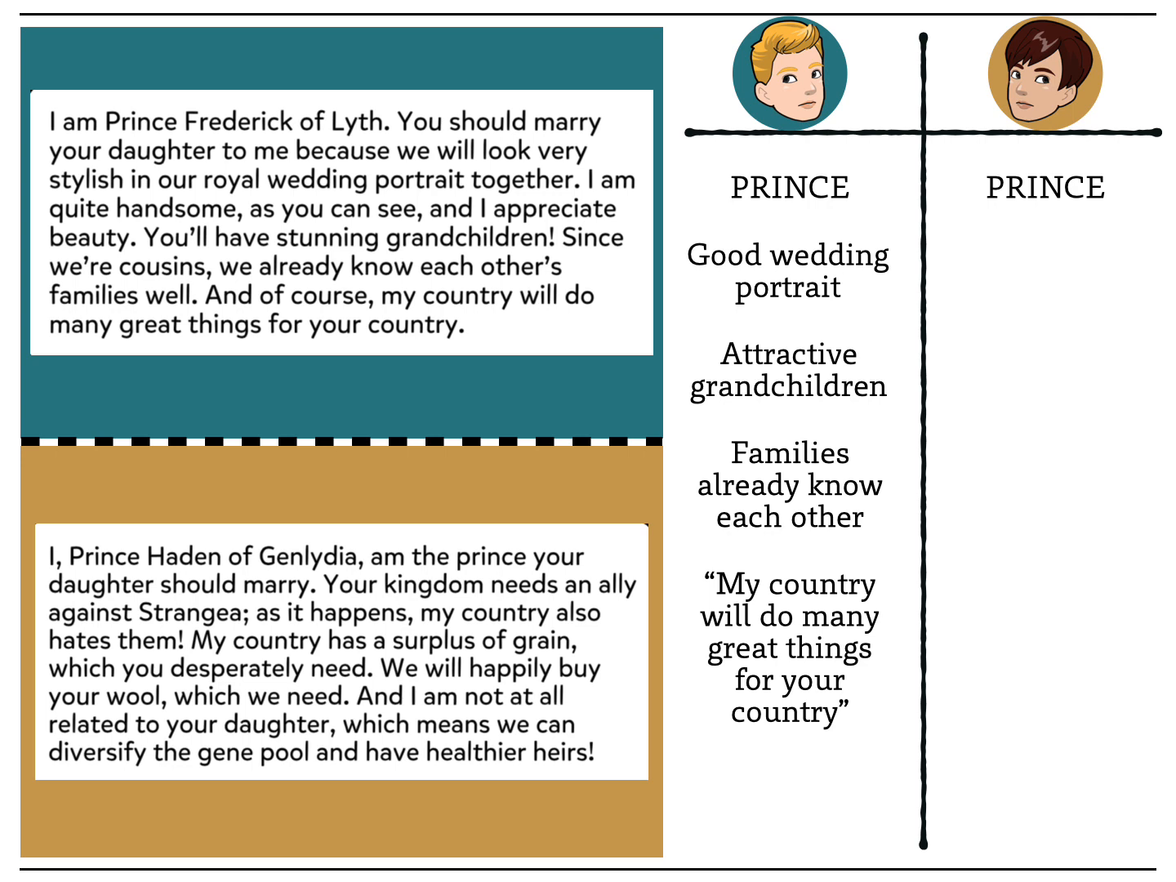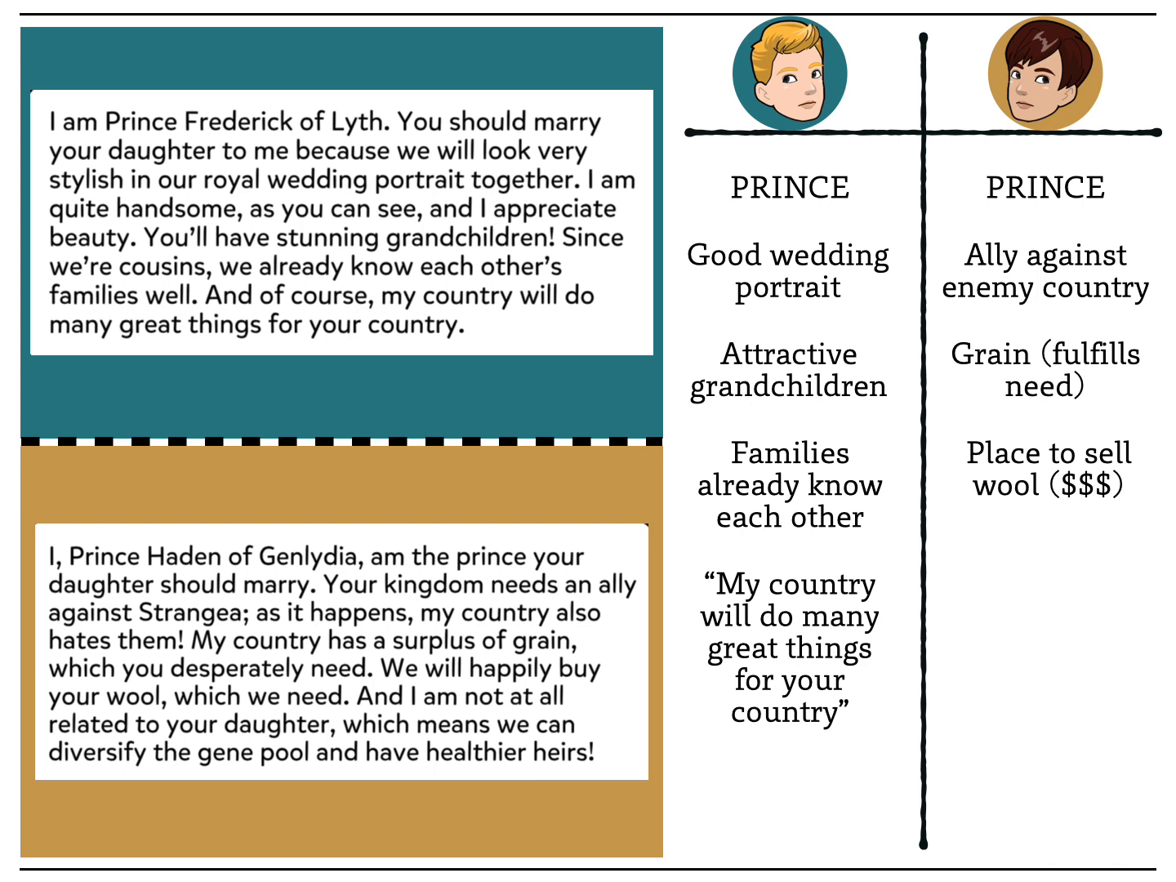Meanwhile, Prince Hayden points out that he can provide an ally against an enemy country because his country and Elisabella's country share the same enemy of Strangia. He points out that his country has a surplus of grain, which Elisabella's country needs. His country needs wool, which gives Elisabella's country a place to sell their wool, thereby making money. And he points out that because he is not related to Princess Elisabella, they'll have genetic diversity, which would be better for the health of their future heirs.